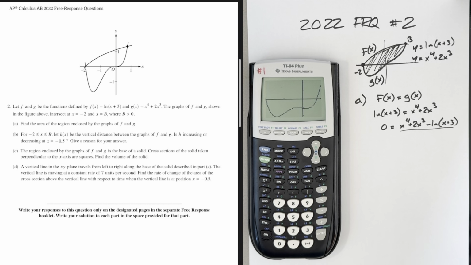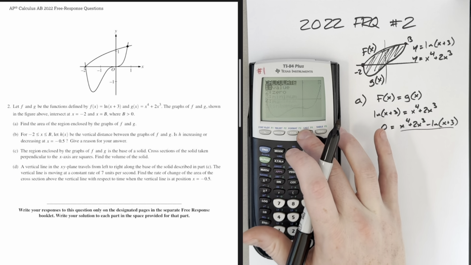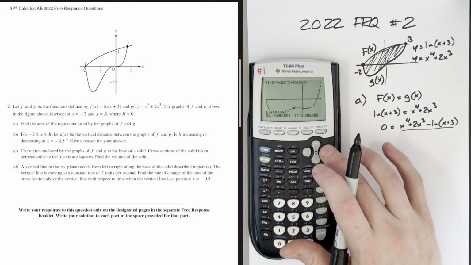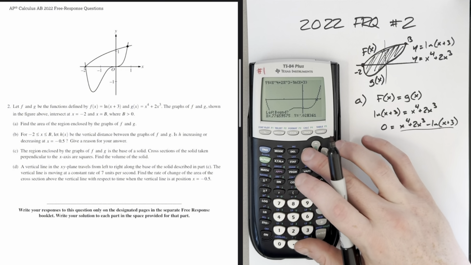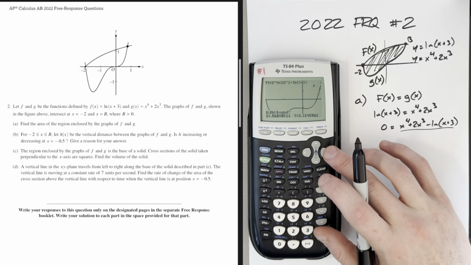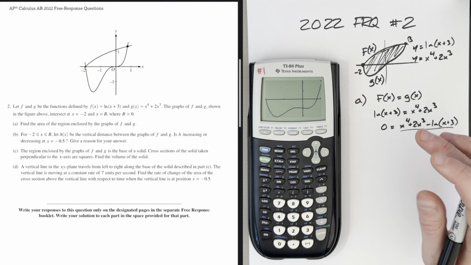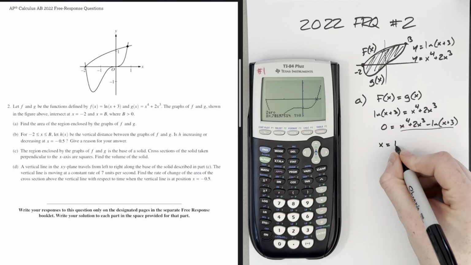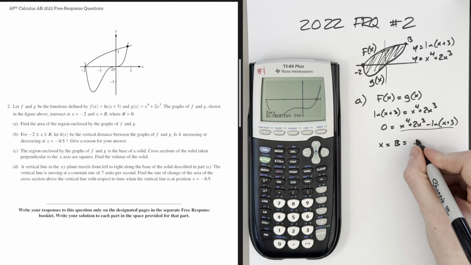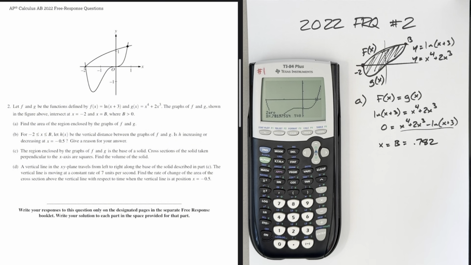And I know that when this function is equal to 0, these two functions are equal. So if I go to second calc and I go to 0, I can pick a left and right bound. So that's our left bound. This is our right bound. We get that x equals b is 0.782. So that is our rightmost bound, right?